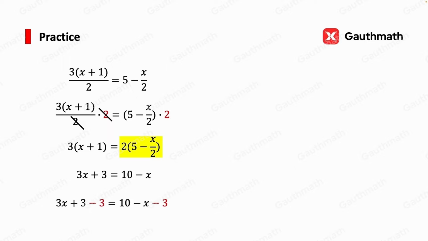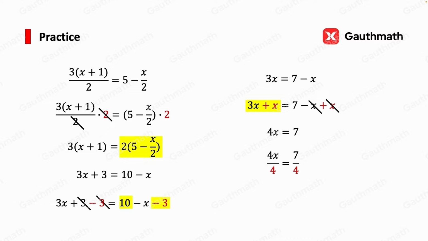So no more fractions left. And then we subtract 3 from each side to move the constant term to the right side of the equation. And then we add x to each side to move the variable x to the left side of the equation. And then we simplify. For 4x equals 7, we divide by 4 on each side, and we get the final answer, x equals 7/4.